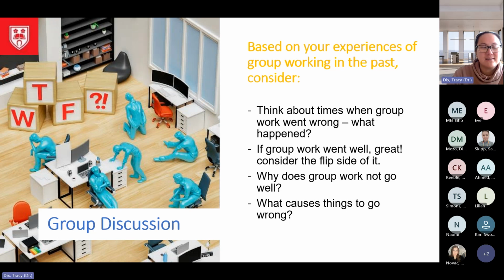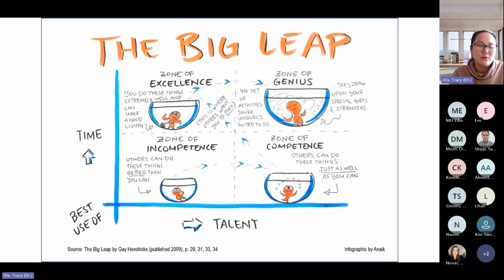And now I'm going to discuss an approach that may help you to allocate work in an effective way. This is something from a book called The Big Leap, which comes from the world of business leadership. And the author, Gay Hendricks, talks about how we as individuals all have 4 different zones. It starts off with the zone of incompetence.